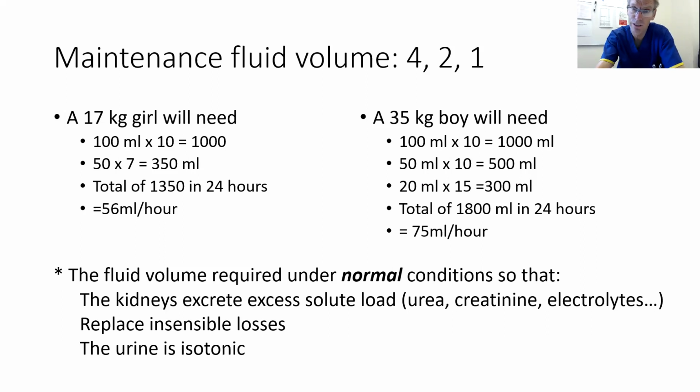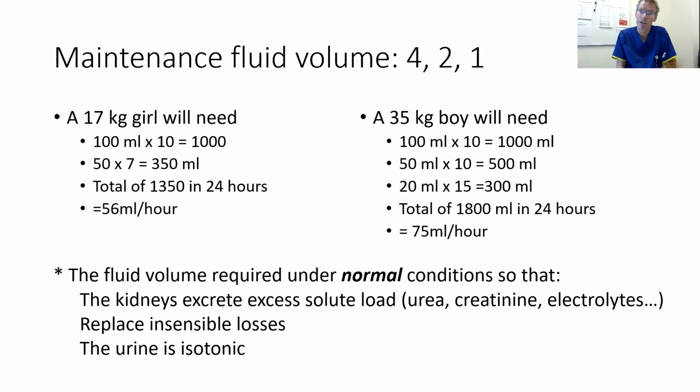And a 35 kilogram boy, for example, will need 100 mils per kilo for the first 10 kilos, so it's 1,000 mils, and then 50 mils per kilo for the next 10 kilos, that's another 500 mils, and then 20 mils per kilo for the next 15 kilos, so 10 plus 10 plus 15 is 35, so that'll be an extra 300 mils. And that gives a total of 1,000 plus 500 plus 300, which is 1,800 mils in a 24-hour period. And you divide that by 24 and you get 75 mils per hour.